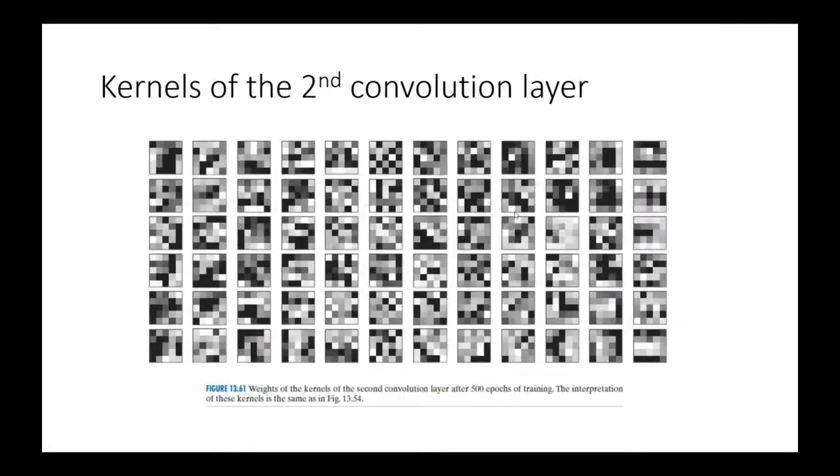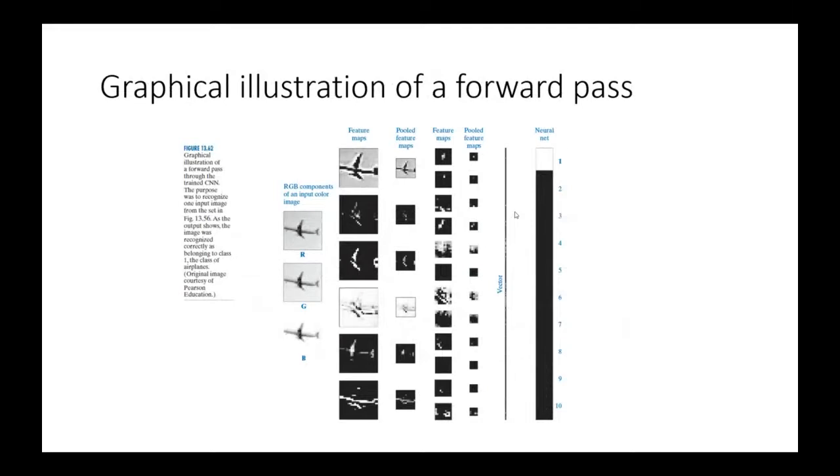Then you can see examples of the kernel. These are in the book. And how the kernel analyzed it. The feature maps came from the airplane. Then the pooled feature maps, the second layer pooled feature maps. And the neural network output as class 1, which is the class of airplane. This was an example where it got it right.